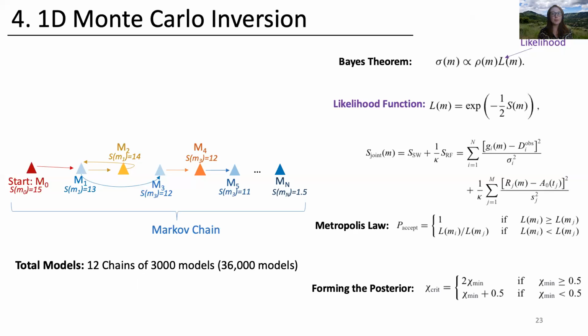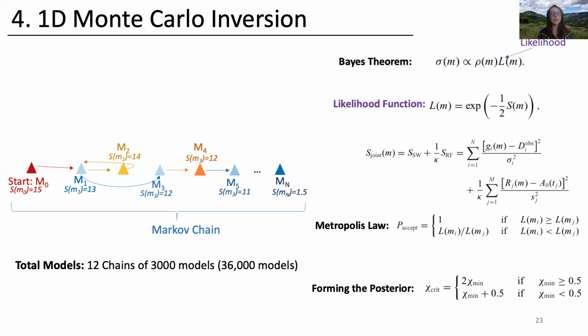For our 1D MCMC inversion, we create 12 Markov chains, each starting from our initial model and exploring 3,000 models, walking through the model space following the Metropolis algorithm. This gives a total of 36,000 models. We determine the posterior using a minimum misfit threshold set from the model with the absolute minimum misfit.